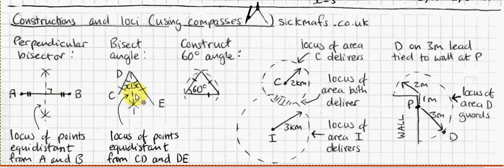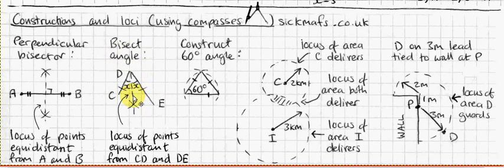So you can see there's 2 different techniques. If you want to find points that are equidistant from 2 points, you make a perpendicular bisector. If you want to make a line that tells you all the points are equal distance from 2 lines, you bisect an angle. Okay, so what do I mean by equal distance from 2 lines?